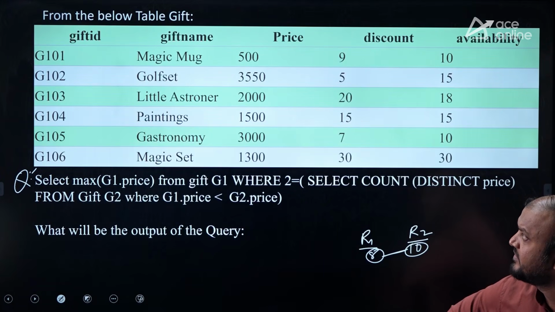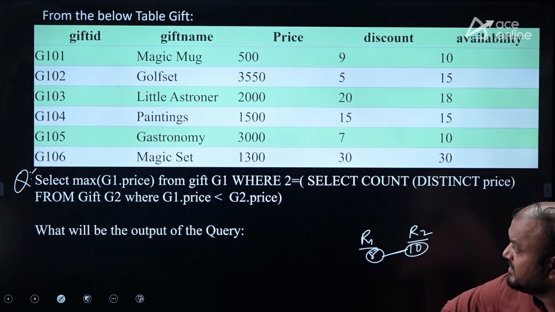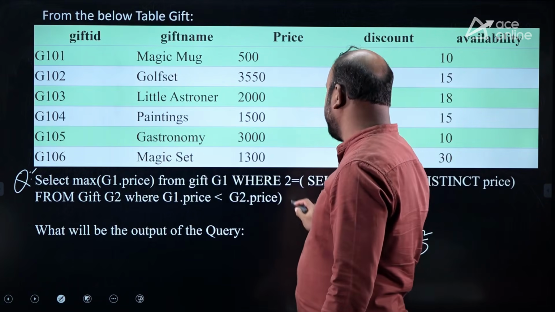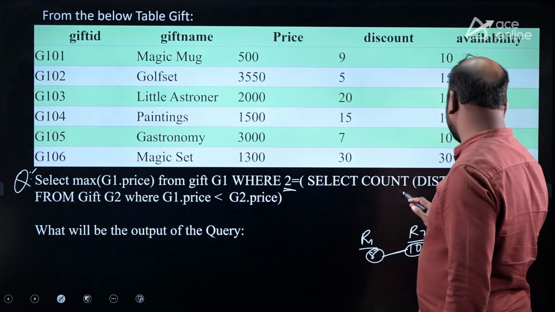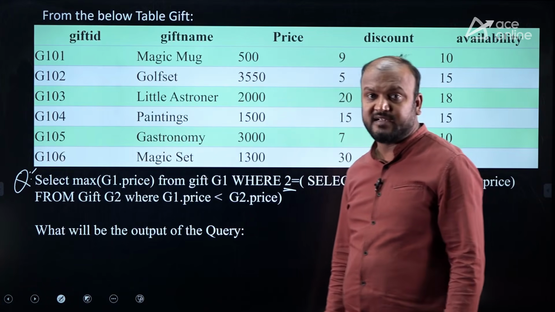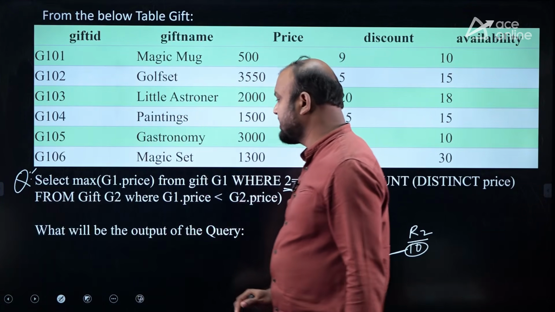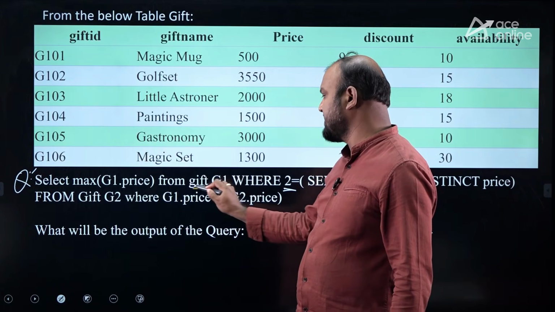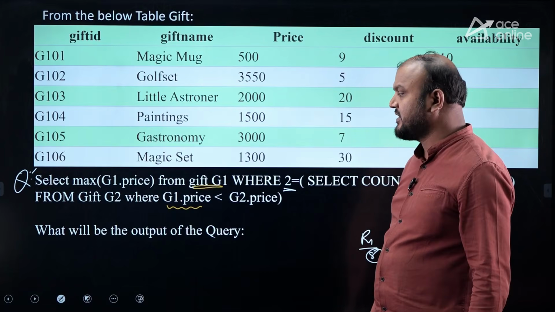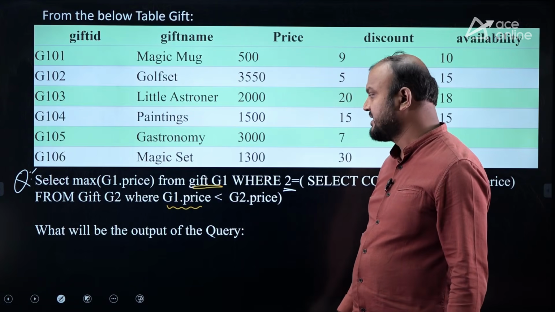From the below table: gift ID, gift name, price, discount, availability. Select max of G1.price from gift G1 where 2 equals select count of distinct price from gift G2. Okay, this is a question about a correlated subquery. How is a correlated subquery identified? If the reference of the outer query, gift G1, is used in the inner query. When the reference of the outer query is used in the inner query, it is executed once for each row of the outer query.